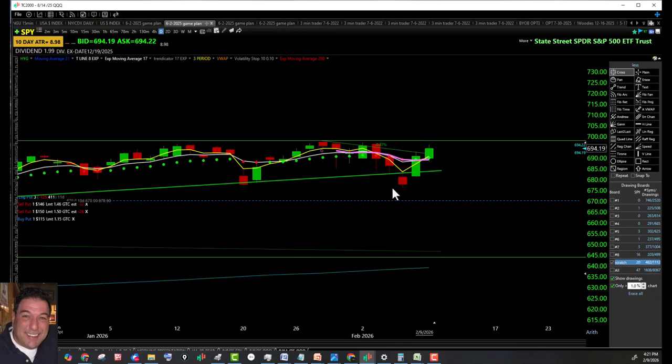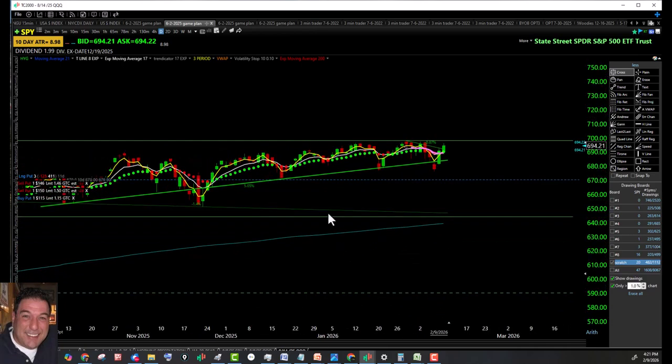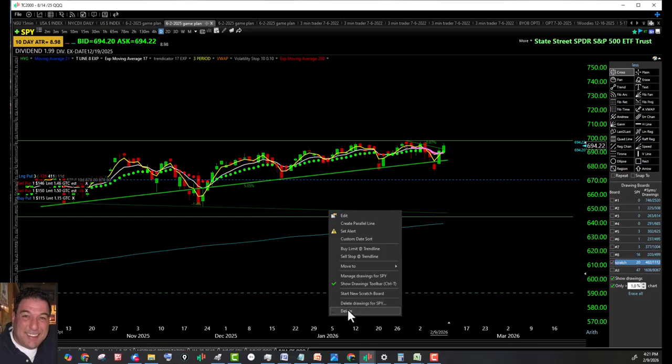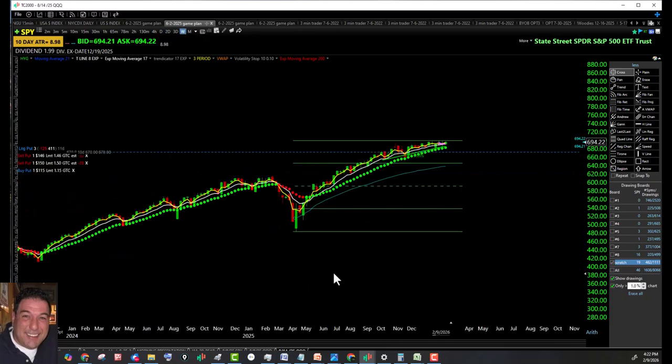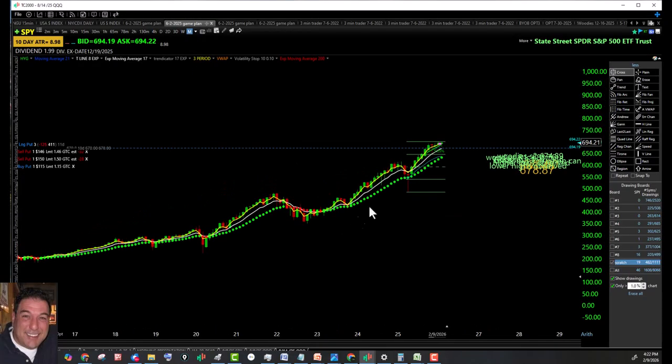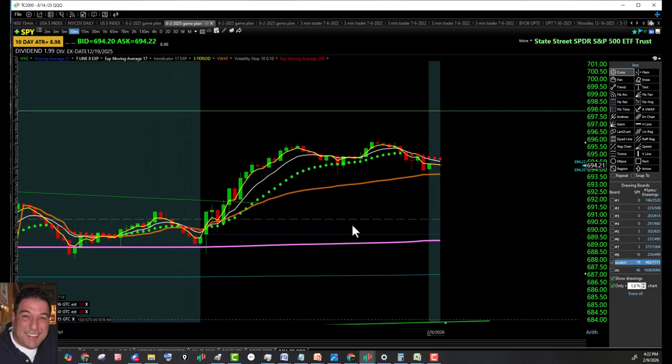Okay, got a low here. We're in a downtrend. But here's the good news. We're not moving down, we're moving up. Okay, so there's SPY on the daily chart. It is bullish. Okay, SPY's bullish, but in a downtrend that's not working out. On the weekly chart, you clearly see we're in an uptrend. See all the green dots? Bullish and in an uptrend. Monthly chart, bullish and in an uptrend. Okay, let's go take a look at QQQ.